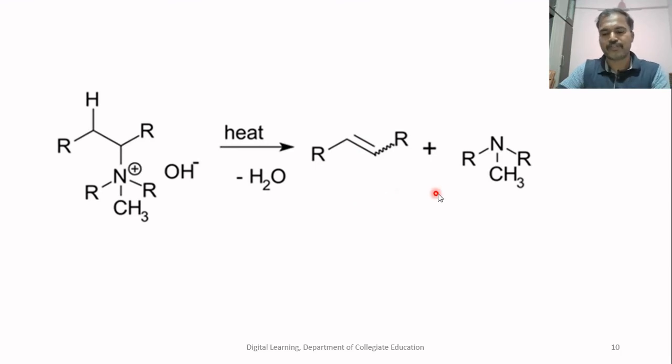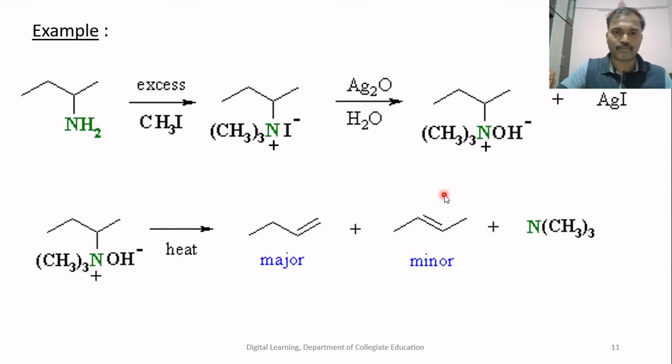It can be better understood by considering this example. Look here, I have taken an amine. When it is made to react with methyl iodide, the hydrogen atoms are replaced by methyl groups and it undergoes exhaustive methylation to the quaternary ammonium iodide. When it is made to react with Ag2O and water, the I- will be replaced by OH-. Now the point to be considered: when it is heated, it facilitates the elimination.